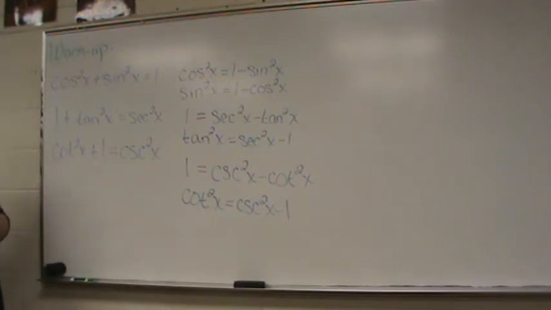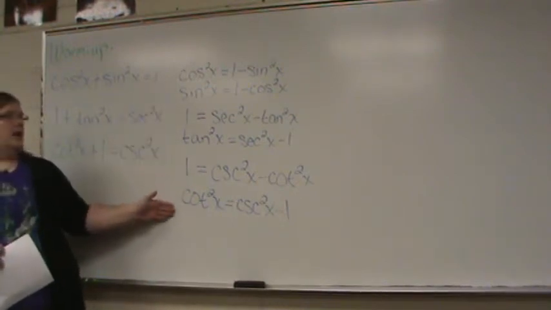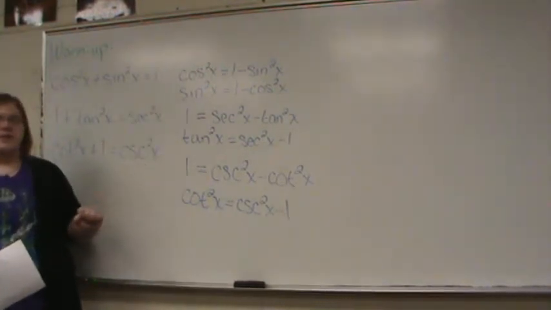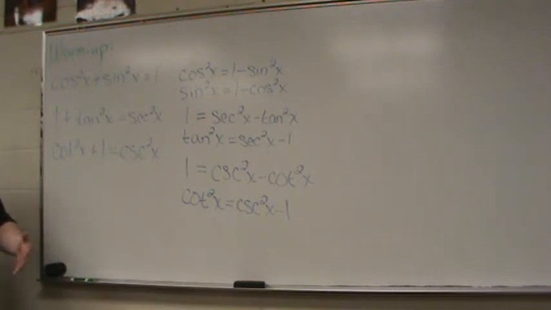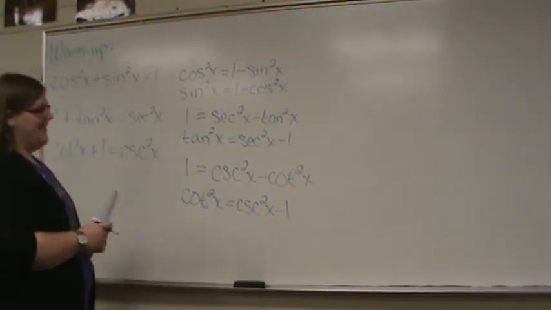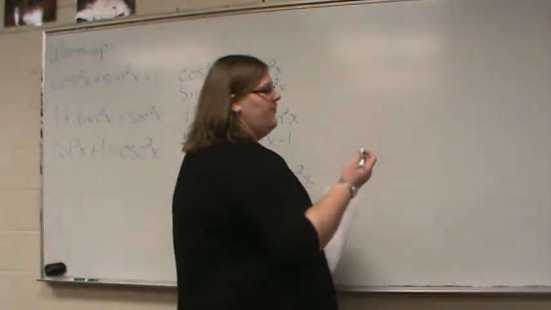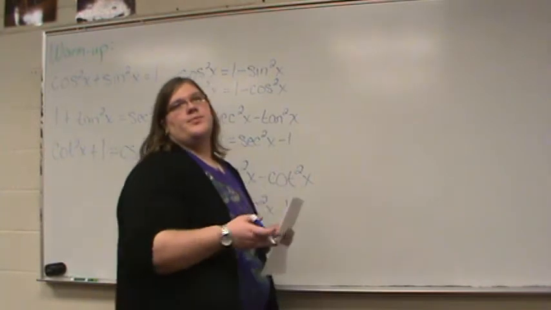Okay, so those are our 3 Pythagorean identities, and then our rearrangements of each. So now we want to look at the other useful identities that we might need when solving these kinds of problems. So now we're at the quotient identities.